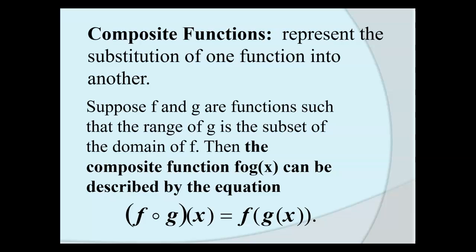Suppose f and g are functions such that the range of g is a subset of the domain of f, then the composite function. So function composition is like the word fog. Everybody calls it fog. It really means f of g. So the O represents the word of. So it's f of g, which means you're taking g and plugging it into f. All this is taking g and plugging it into f.